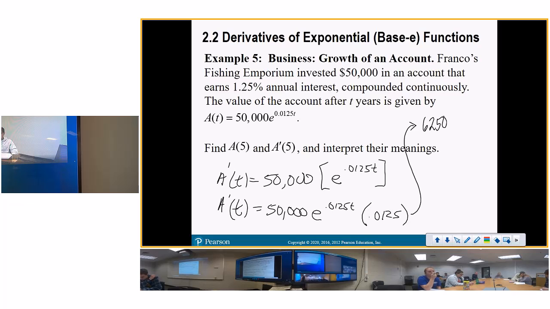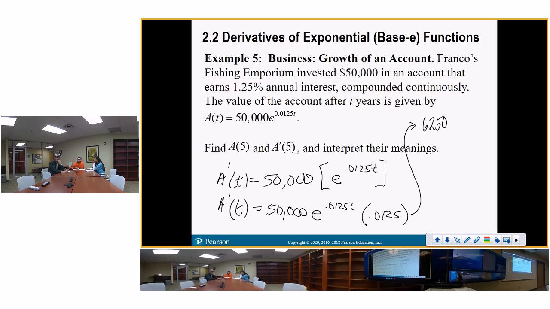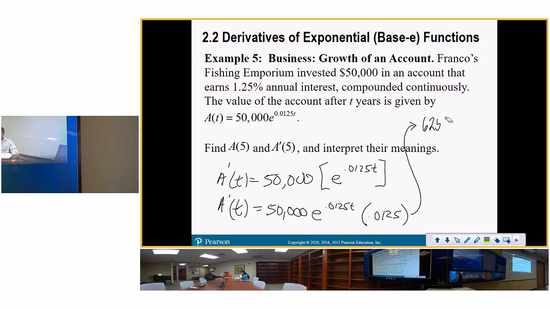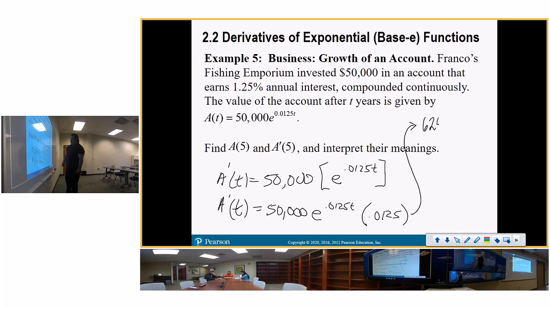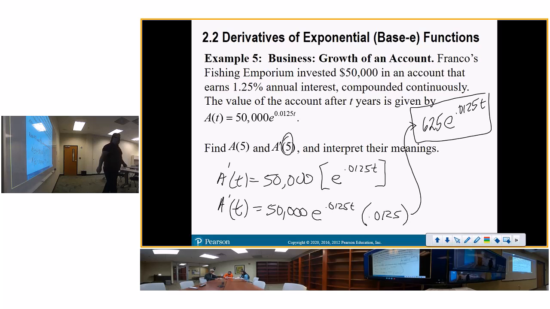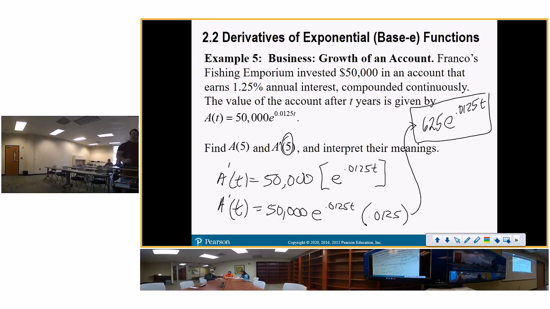6,250. Oh, wait. Sorry, I did 0.125. Okay, do it again, please. 625. 625. Heck, I ought to have you teach in the class. 625 e to the 0.0125 t. And now you can plug in that 5, and that's just algebra, so you don't have to do that. I mean, I don't have to do that since y'all know it.